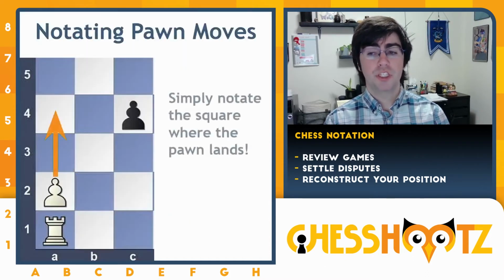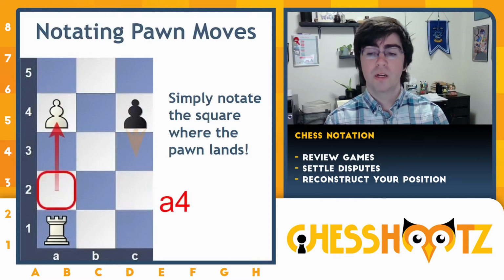For pawn moves, just notate the square where the pawn lands at the end of its move. White's move here is notated simply as a4, and black's move is c3.